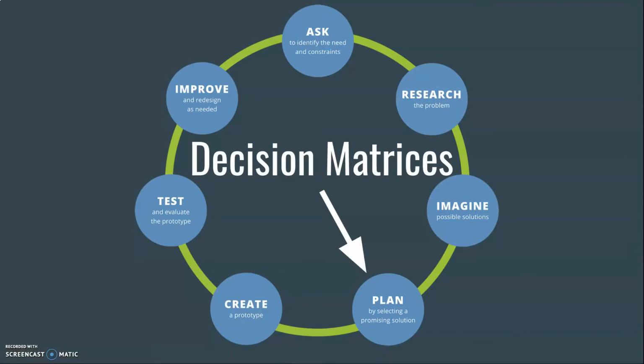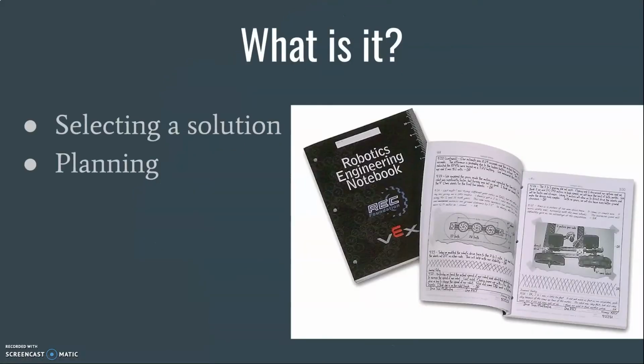Hello everyone, today we are going to be discussing the importance of using decision matrices when deciding on designs for your robot. Let's start by explaining what a decision matrix is. A decision matrix is a tool that is used to allow teams to make design decisions together by weighing the pros and cons of each considered design. It is used to decide from the different options listed for the subsystems of your robot.